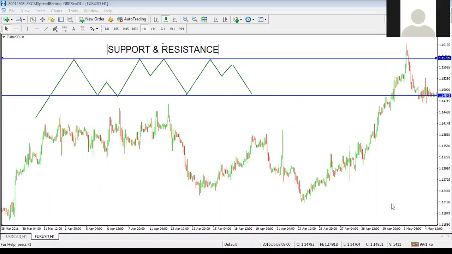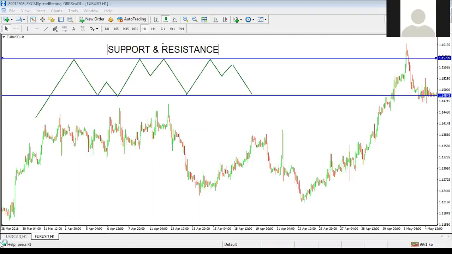Now, these form the basics of most traders, to be honest. It's one of the first things to look for on a chart. First thing, obviously, being the trend, see what way the general market's going. And the second thing I'm looking for is support and resistance levels. Now, what are these?